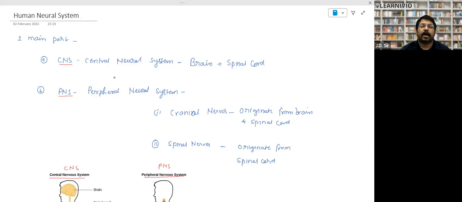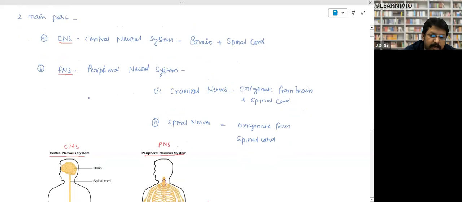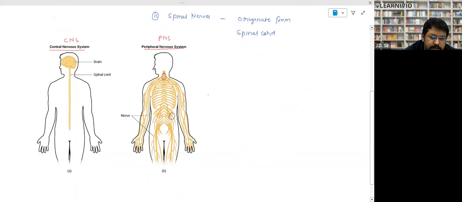PNS is called the peripheral nervous system, which is found outside, right? It is further categorized into two kinds of nerves, cranial nerves and spinal nerves. This part is called the cranium. Those nerves which directly come out of the brain are called cranial nerves. Below the cervical part, the rest of the nerves that originate from the spinal cord are called spinal nerves. So PNS is made up of two kinds of nerves, cranial and spinal. You can see this is the central nervous system and this is the peripheral nervous system, or PNS, right? Is that clear? Yes, sir. Okay.